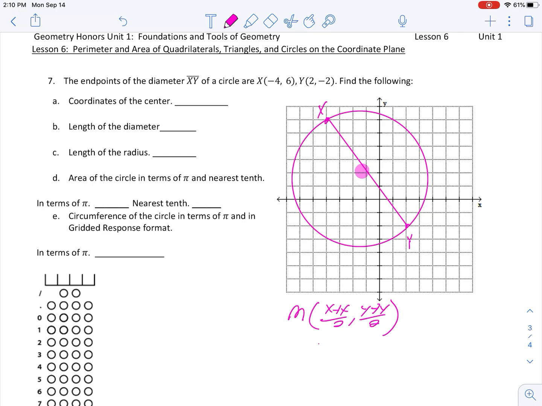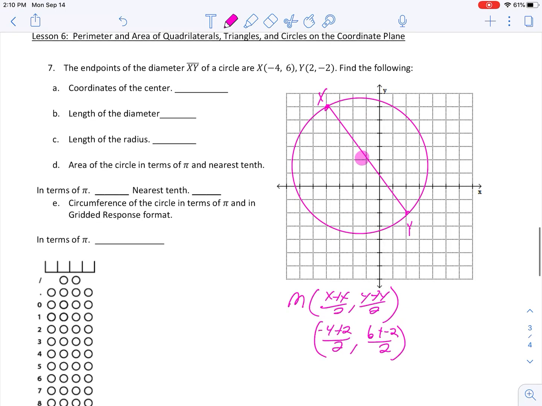So in this case, we're going to take the endpoints of the diameter. X: negative 4 plus x2, over 2; y1 plus y2, over 2. Negative 4 plus 2 is negative 2, divided by 2 is negative 1. 6 plus negative 2 is 4. 4 divided by 2 is 2. So my center is at (-1, 2), which I can buy. Negative 1, 2. Okay.